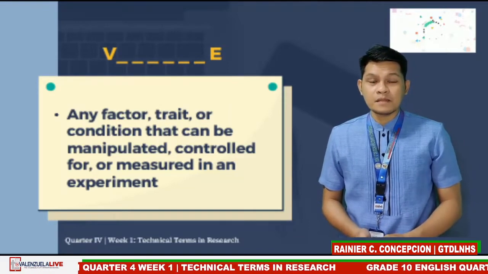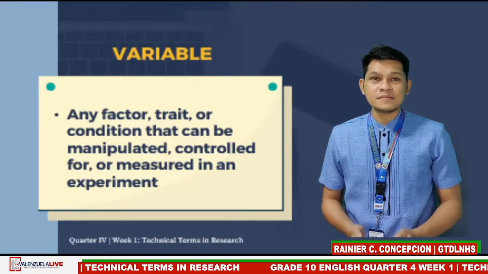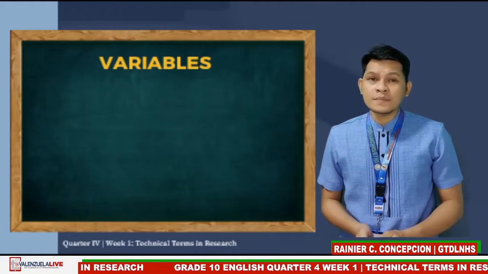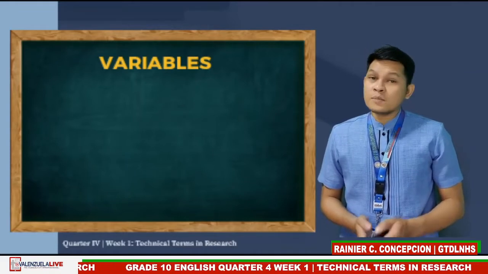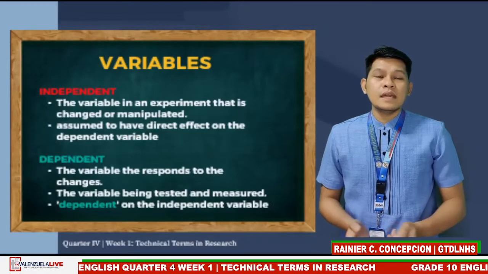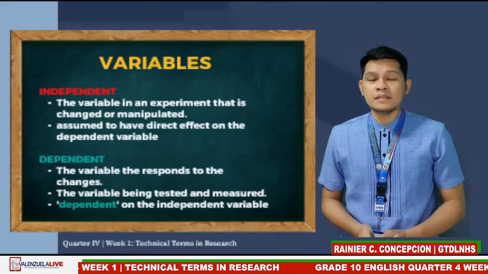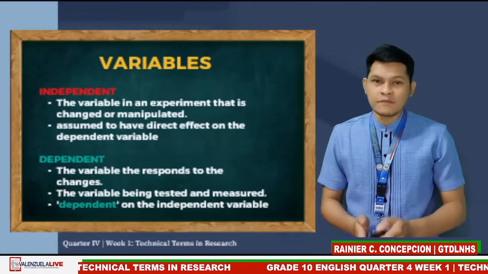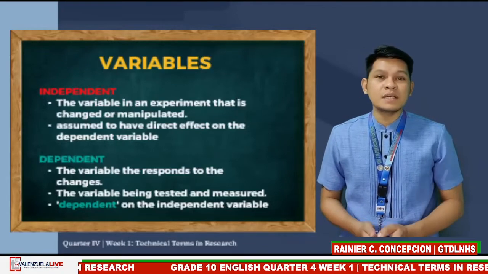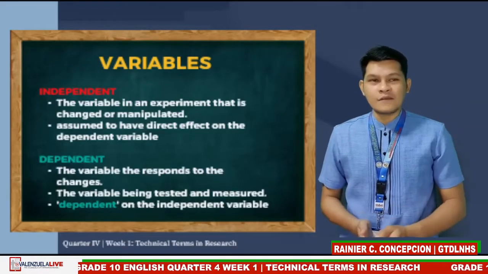Time's up. The answer is variable. Let's discuss it further. Well, basically, there are two common types of variables in research: the independent variable and the dependent variable. Independent variable is a variable in an experiment that is changed or manipulated, assumed to have an effect on the dependent variable, while the dependent variable is the variable that responds to the changes, the variable being tested and measured, dependent on the independent variable.